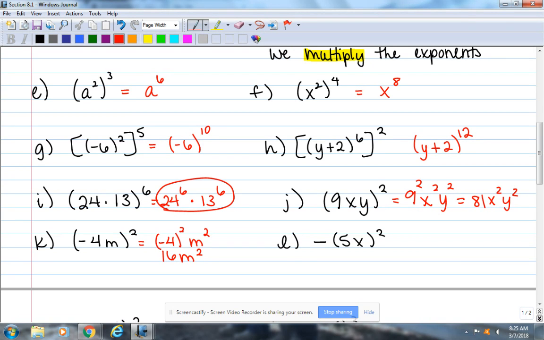All right, so y'all just need to know a negative square will be a positive. Now L looks completely different, doesn't it? Okay? L, the negative is on the outside of the parentheses. That changes the ball game. So that negative on the outside of the parentheses means negative 1 times the inside. So this will be a negative 1 times 5 squared times x squared.